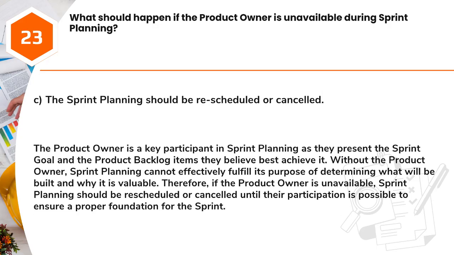Answer: C. The sprint planning should be rescheduled or cancelled. The product owner is a key participant in sprint planning as they present the sprint goal and the product backlog items they believe best achieve it. Without the product owner, sprint planning cannot effectively fulfill its purpose of determining what will be built and why it is valuable. Therefore, if the product owner is unavailable, sprint planning should be rescheduled or cancelled until their participation is possible to ensure a proper foundation for the sprint.